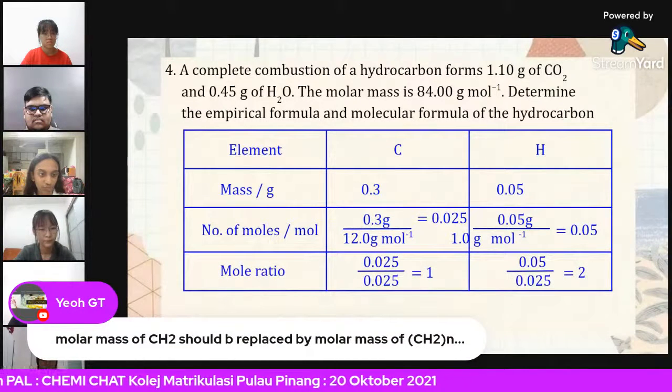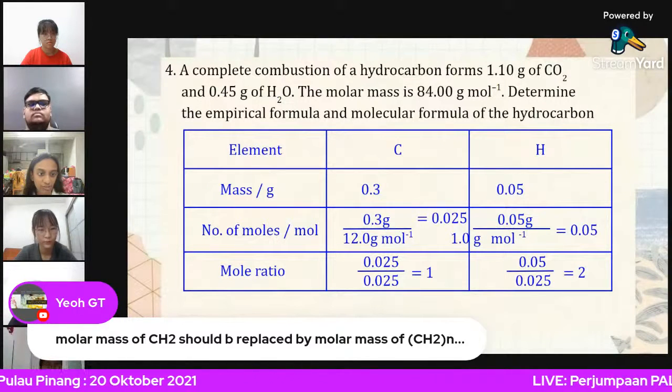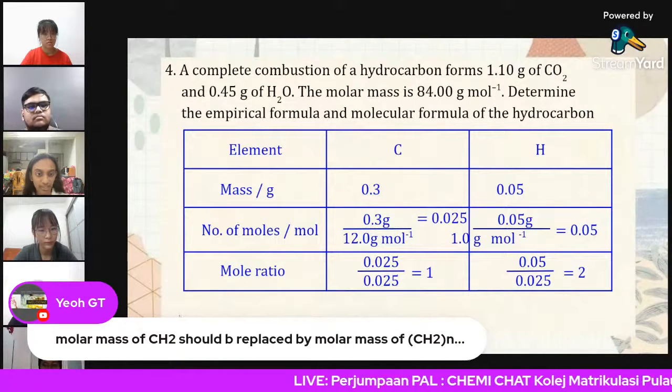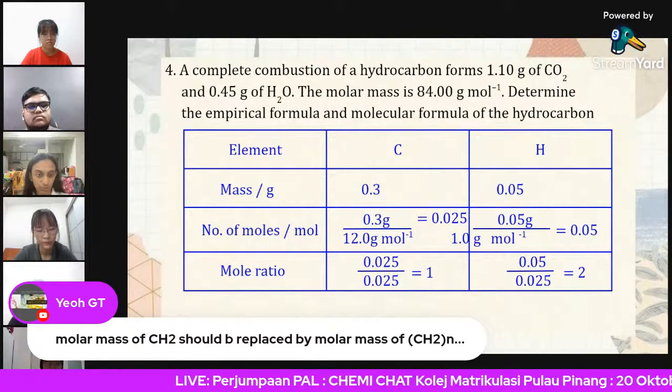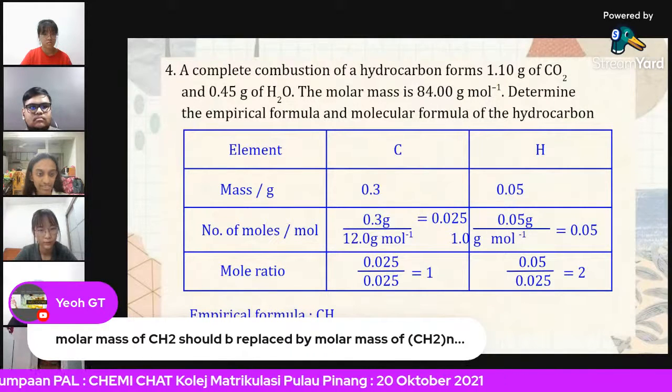Next, we have to find the mole ratio. 0.025 divided by 0.025 equals 1, and 0.05 divided by 0.025 equals 2. Thus, the empirical formula is CH2.